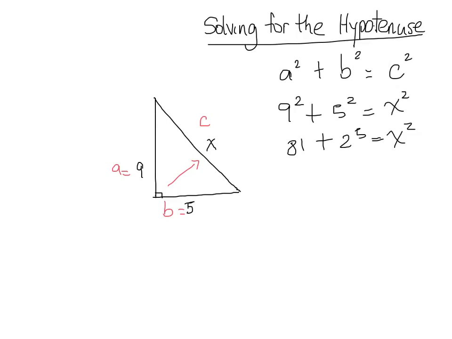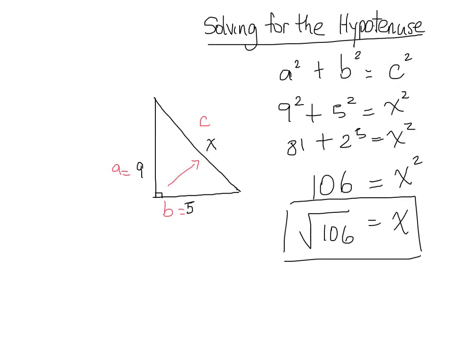Once you add up your 81 and your 25, we'll get 106. That gives us x squared. And x is the square root of 106. At this point, we can leave the answer as is, or we can look for a simplification in radical form, or we can just find the actual square root of 106 in our calculator and round your answer appropriately. So I would say that my answer is approximately 10.3.